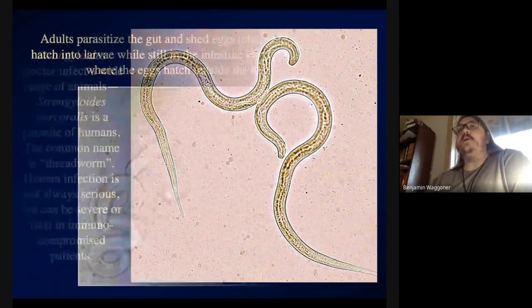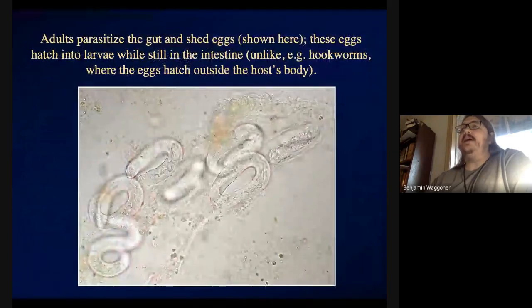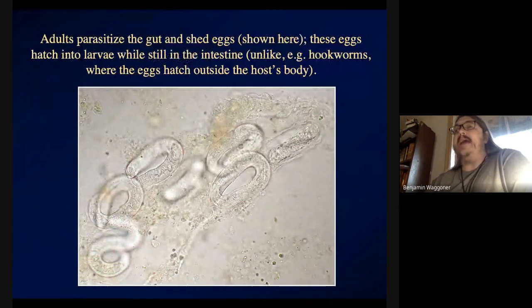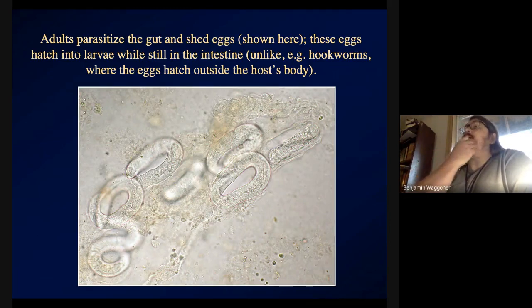The adults are gut parasites. They shed eggs. These are what eggs look like. You cannot easily see the shell, but every one of those little coiled up things that looks like a Cheerio is a larval nematode coiled up inside an egg. Unlike many parasites, these eggs hatch while they're still in the intestine.